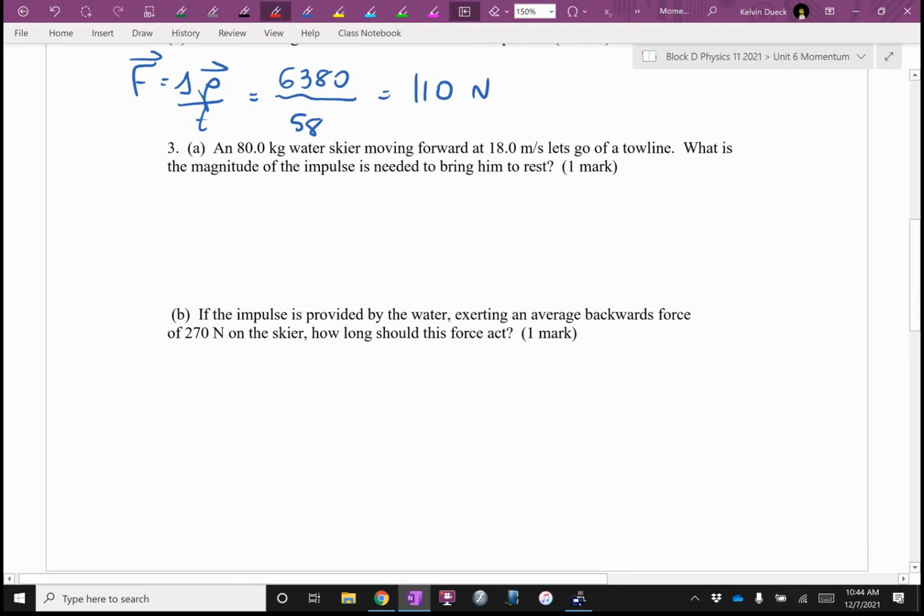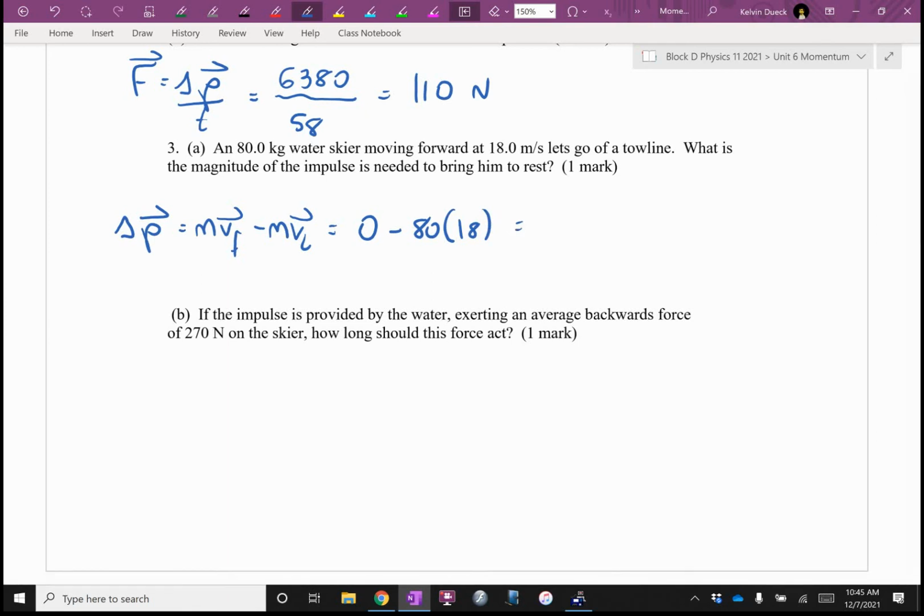A skier moving forward at 18 meters per second lets go of a tow line. What is the magnitude of the impulse? Okay. Impulse. I don't see a force or a time. I think I'm going to use mv final minus mv initial. And in this case, v final is 0. So mv final is 0. Minus v initial is, m, 80. V initial is 18. Can I do that one in my head? Well, 1,600 minus 36.